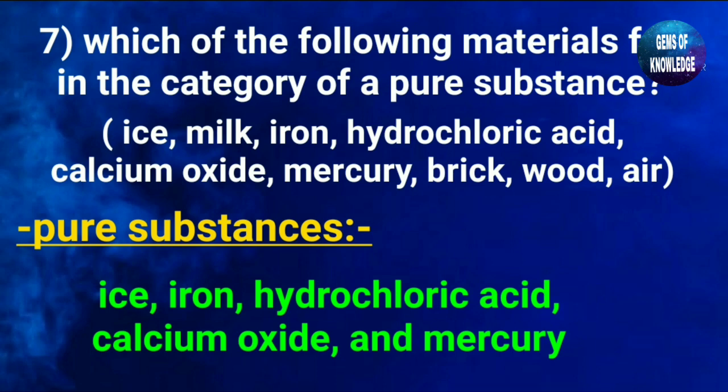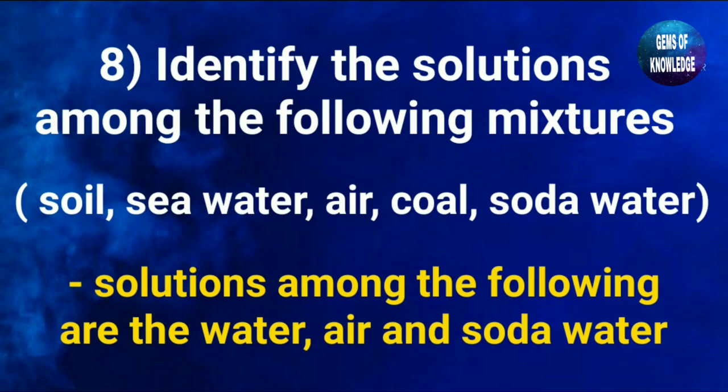Here you can see ice, iron, hydrochloric acid, that is nothing but HCl, calcium oxide, CaO, and mercury. Mercury is a pure metal. So these are the pure substances. Ice is a pure substance because it contains hydrogen as well as oxygen. Iron, Fe, hydrochloric acid, HCl, calcium oxide and mercury are the pure substances, and the remaining ones are mixtures.